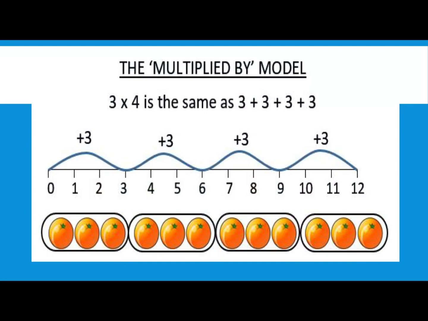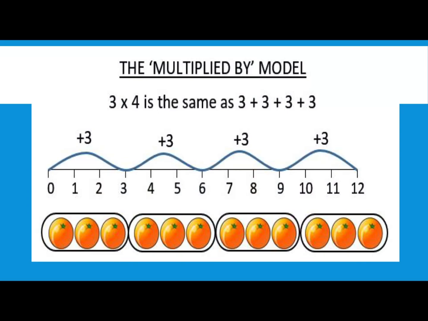The multiplication model. Look here. 3 into 4 is the same as 3 plus 3 plus 3 plus 3, as I have already told. Now how can you show it on a number line? If I draw the line from 0 to 12, just by the repetition of 3, the waves have been drawn here with the repetition of plus 3. Look here, children, you can understand. So 3 into 4 is equal to 12.